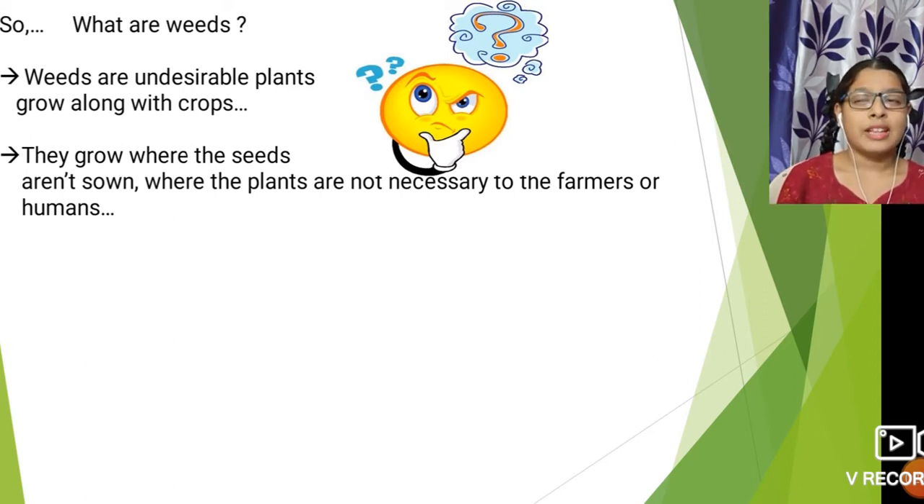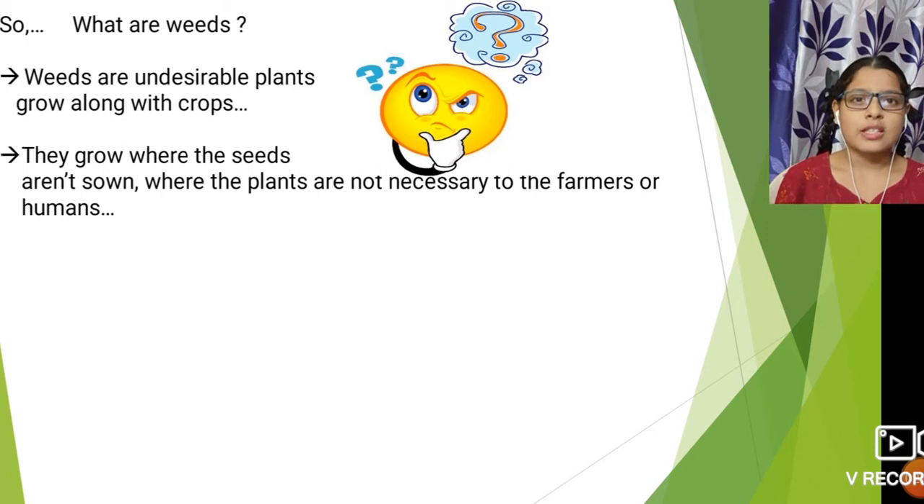For example, let us take grass. Grass is a weed, but they don't sow the seeds of the grass in the soil. Still, these plants grow directly among the crops. So why are these weeds known as unwanted plants, and why should they be removed?